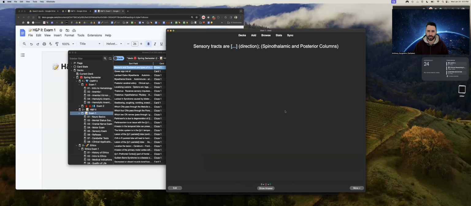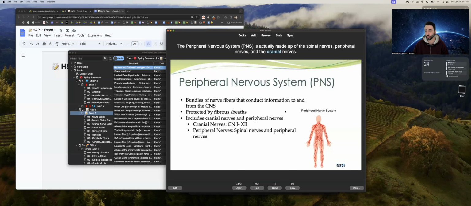Sensory tracts are blank direction. Spinothalamic, posterior columns. Sensory tracts are ascending? Yes. So the sensory is coming up, the motor's coming down. The PNS is actually made of the spinal nerves, peripheral nerves, and the cranial nerves. I doubt the questions are going to be this basic, but it's good stuff to know, right?